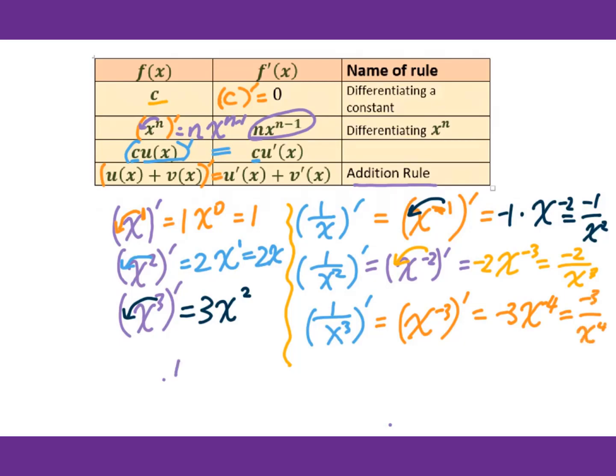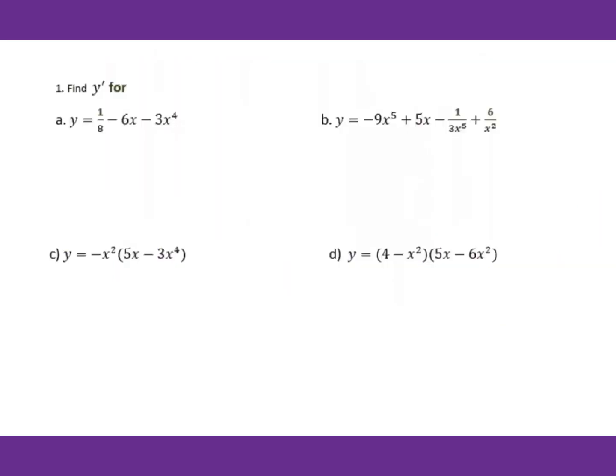More examples: we have 1 over 8, we do the derivative, you will get 0. But when you do 1 over 8x, the derivative is 1 over 8. For number 1, find the y prime. So y prime equals the derivative of 1 over 8, minus the derivative of 6x, minus the derivative of 3x to the fourth power.